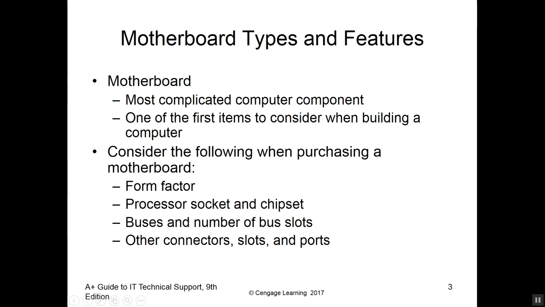Now, there are different types and features when it comes to motherboards. Motherboards are the most complicated computer component that we deal with. It's one of the first items to consider when building a computer because everything connects to it. It's the framework that everything is built on. The things we need to consider when purchasing a motherboard are the form factor, the processor socket and chipset, buses and number of bus slots, and there are other connectors, slots, and ports that come into play as well.